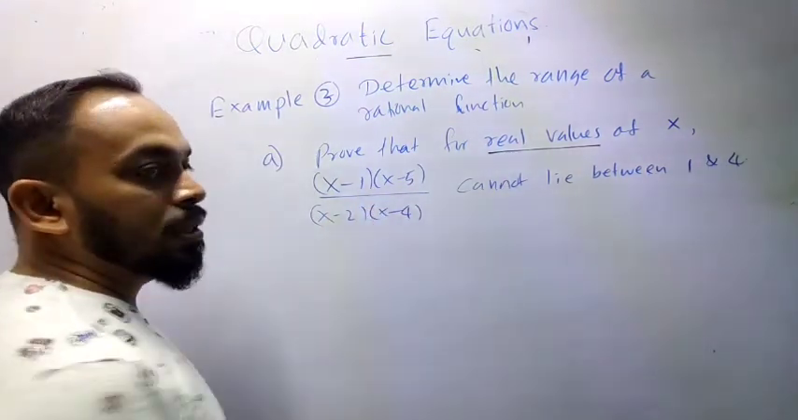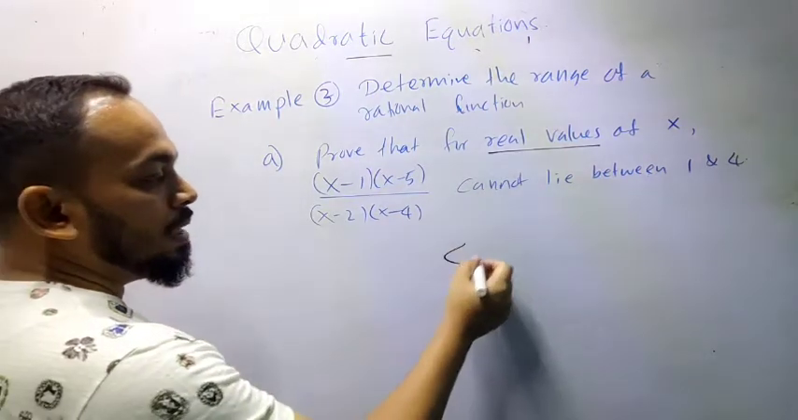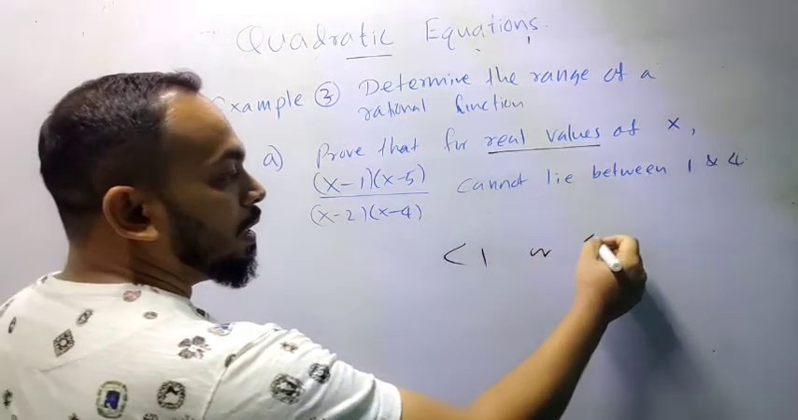It cannot lie between 1 and 4, which means it should be less than 1 or greater than 4.